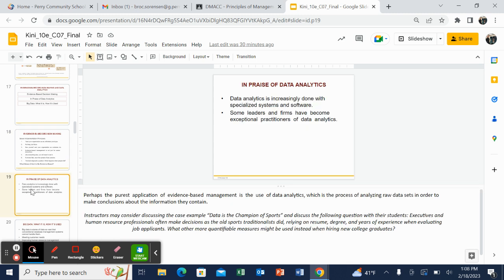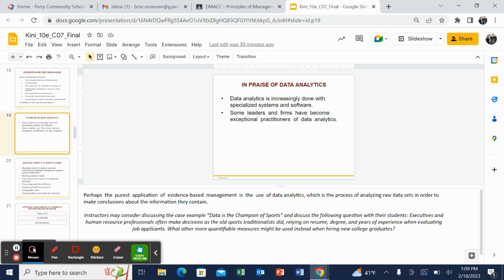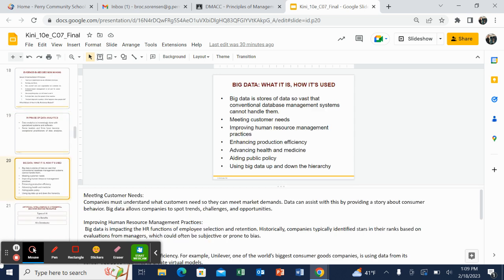All right. So then after evidence-based management, we take a look at the praise of data analytics. Data analytics is increasingly done with specialized systems and software. Some leaders and firms have become exceptional practitioners of data analytics. So perhaps the purest application of evidence-based management is the use of data analytics, which is the process of analyzing broad data sets in order to make conclusions about the information that they contain.